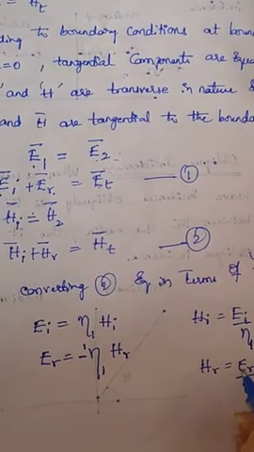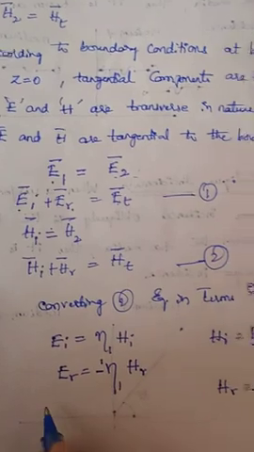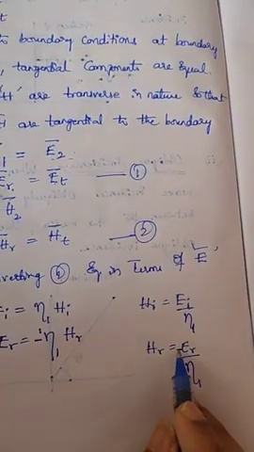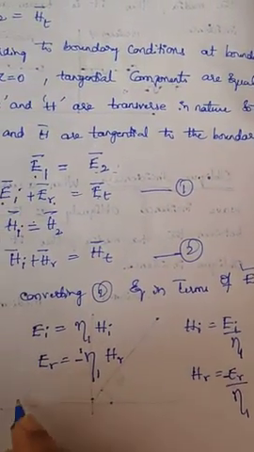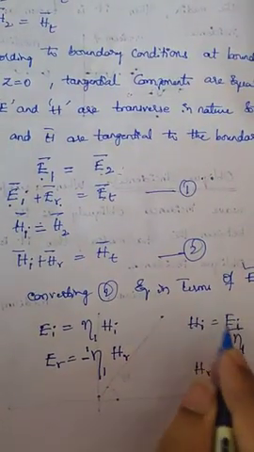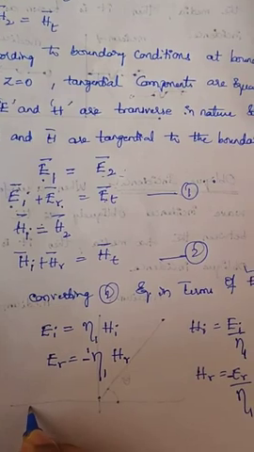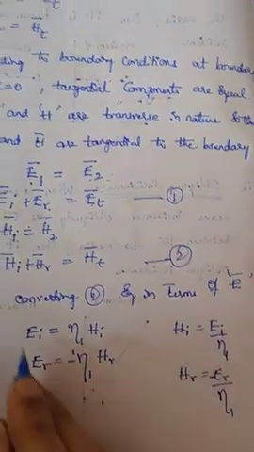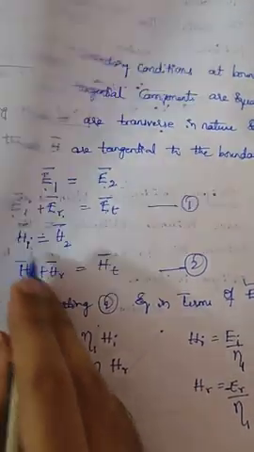So this is a negative. Okay, this is negative. Why? Because here we are having a negative sign. So we'll see about converting the second equation in terms of E. So HI can be written as EI by eta 1. So put this in this HI expression.